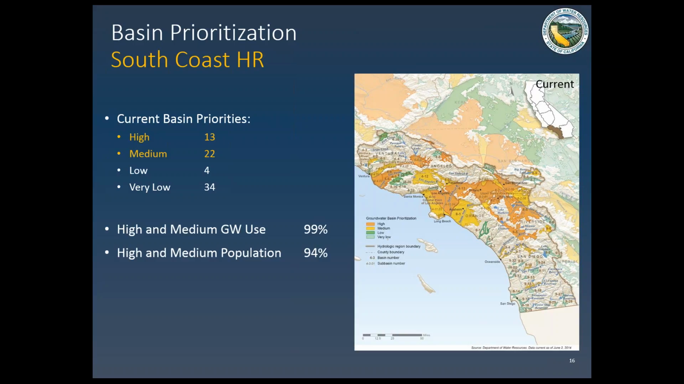Population statewide is about 88%. We're running a little higher with 94. But these are very high urban areas, so we expect these numbers to be a little bit higher.